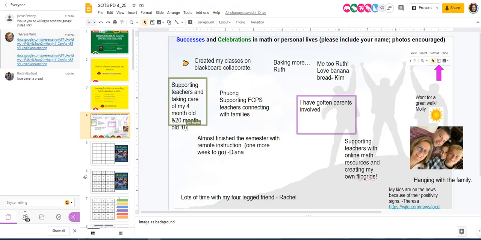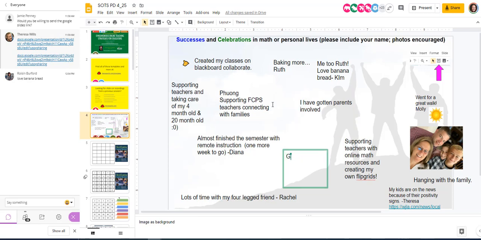Awesome, exciting. Someone said they got parents involved. Let's hear a little bit about the parents being involved. That was me. My name's Roisin, and I just keep emailing parents and letting them know when our online sessions are, when my extra help is, and they've been very appreciative of that. Wonderful. Well, kudos to all of you who are here to do math on Saturdays.